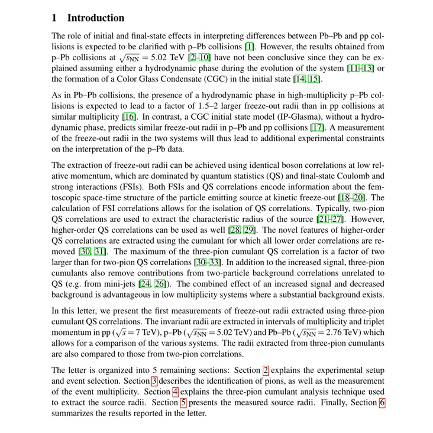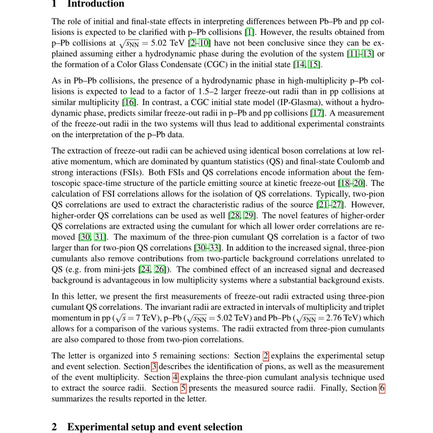The letter is organized into 5 remaining sections. Section 2 explains the experimental setup and event selection. Section 3 describes the identification of pions, as well as the measurement of event multiplicity. Section 4 explains the 3-pion cumulant analysis technique used to extract the source radii. Section 5 presents the measured source radii. Finally, Section 6 summarizes the results reported in the letter.